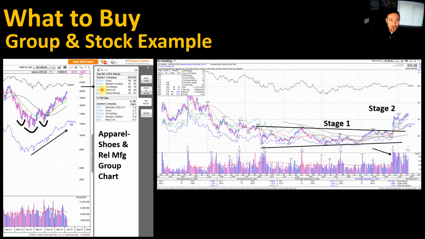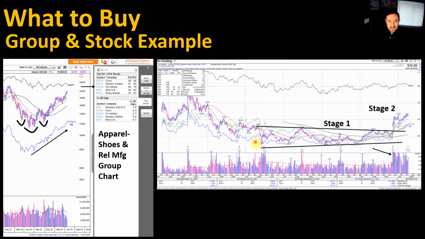And then here we've got ON. Now MarketSmith actually ranks these stocks by relative strength. This is RS and earnings per share as well. Then if we look over here, this is ON. On shoes, I have a pair of their shoes, my wife has a pair of their shoes. We really like them. And when we then look here, well, this is interesting.